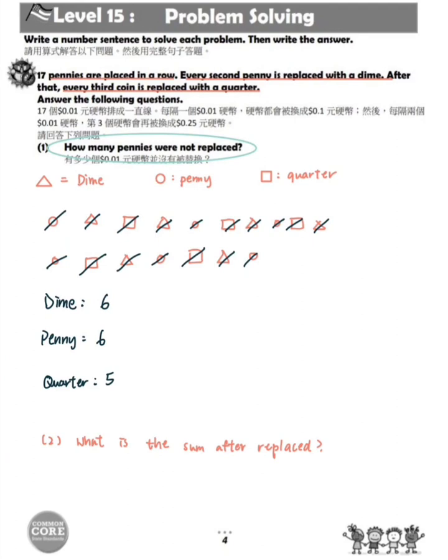So, to answer the first question, it is asking you how many pennies were not replaced. The answer will be 6. There are 6 pennies that were not replaced.